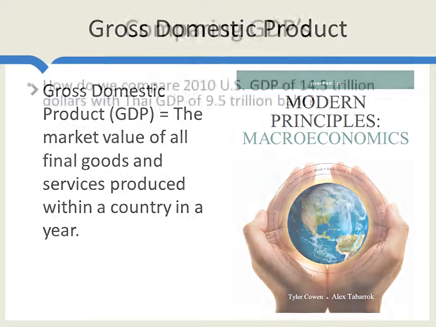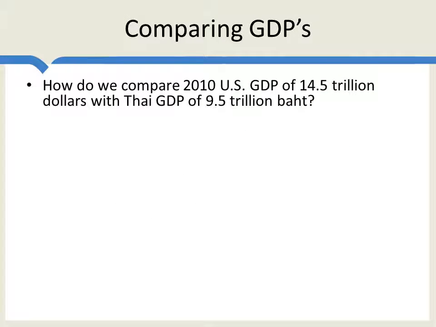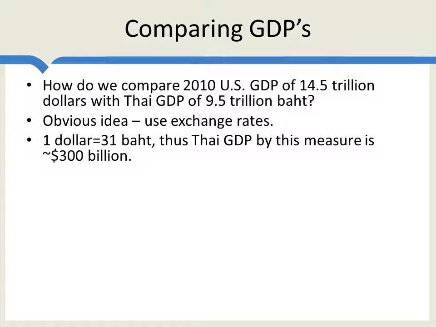Let's move on. The problem we want to solve is this. How do we compare, let's say, 2010 US GDP of $14.5 trillion with the GDP of Thailand, which in Thailand is measured as 9.5 trillion baht? Well, the obvious idea is to use exchange rates. And indeed, if we do this, we find that $1 is equal to about 31 baht at this point in time. So Thai GDP by this measure is approximately 300 billion US dollars.